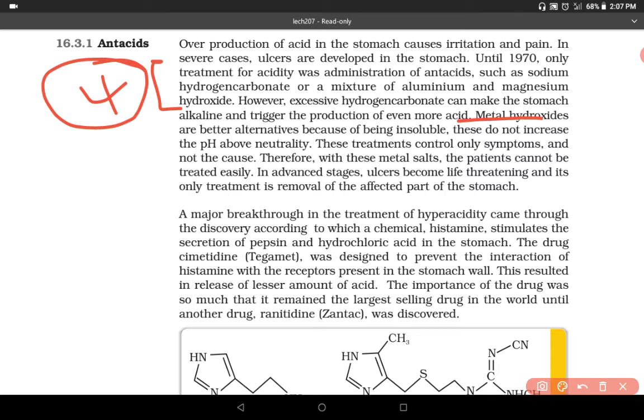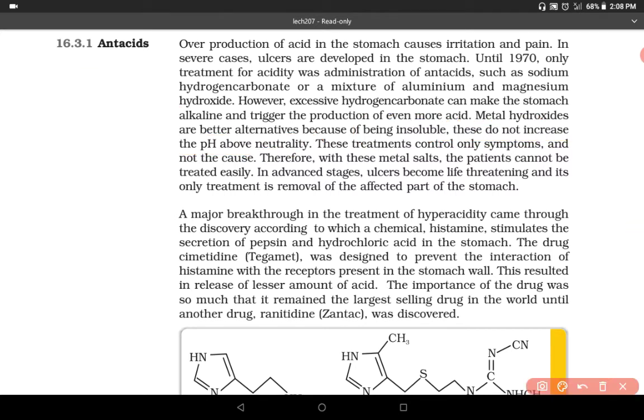What is the difference between metal hydroxides and this? Metal hydroxides do not increase the pH above neutrality, because they are insoluble. This is the only thing we want, because if the pH increases above neutrality, the basicity increases and the acid production becomes more. But when the pH does not go above neutrality, an acid balance takes place and acidity can be controlled.